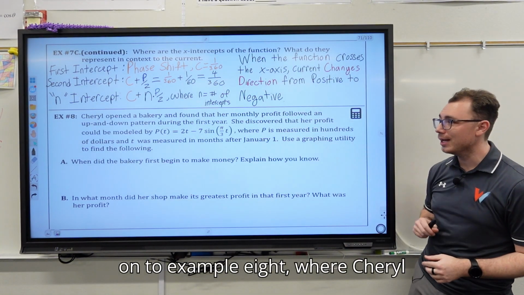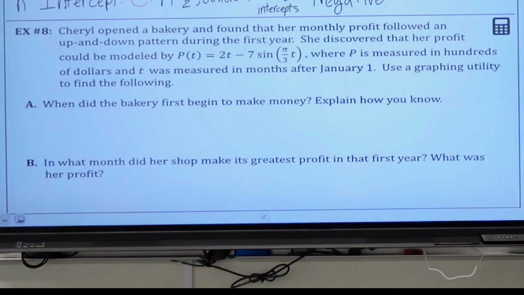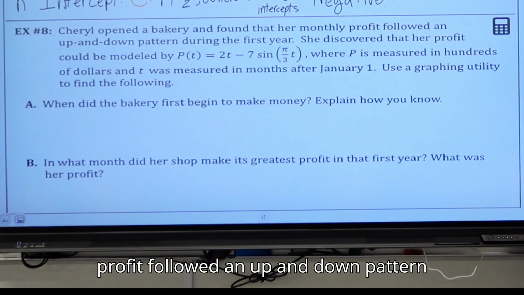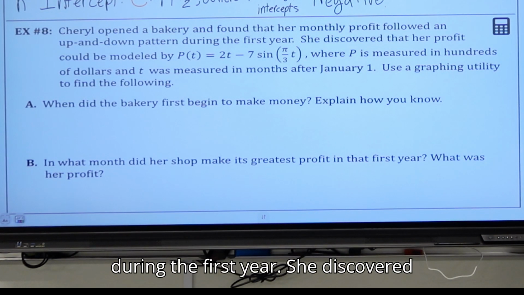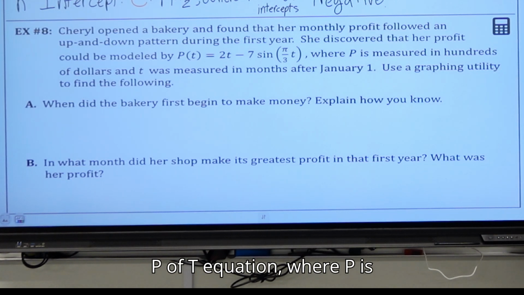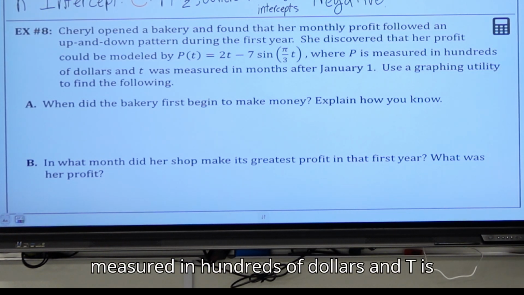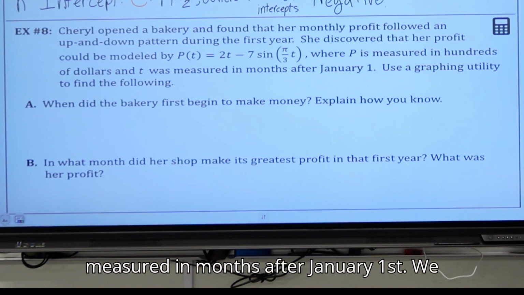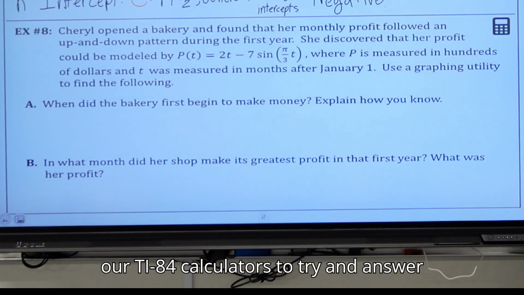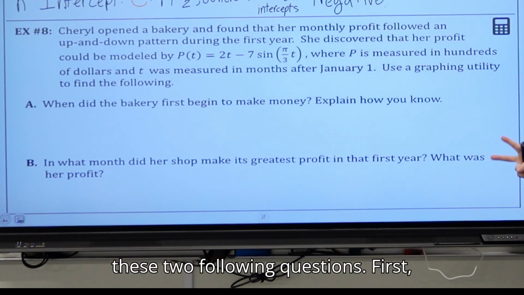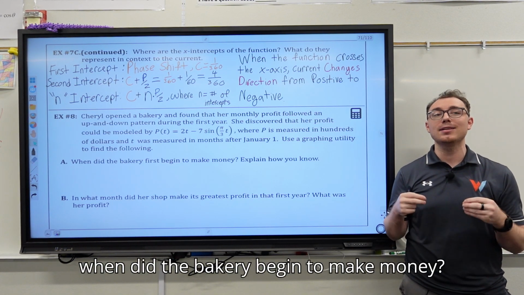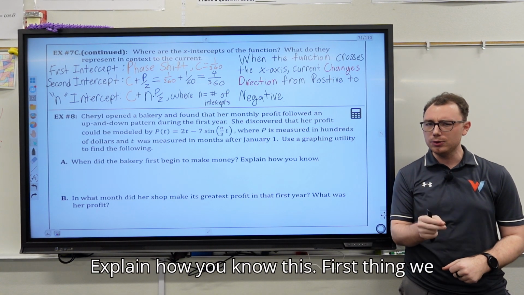Move on to example 8, where Cheryl opened a bakery and found that her monthly profit followed an up and down pattern during the first year. She discovered that her profit could be modeled by that P of t equation, where P is measured in hundreds of dollars and t is measured in months after January 1st. We want to use a graphing utility, our TI-84 calculators, to answer these 2 following questions. First, when did the bakery begin to make money? Explain how you know this.